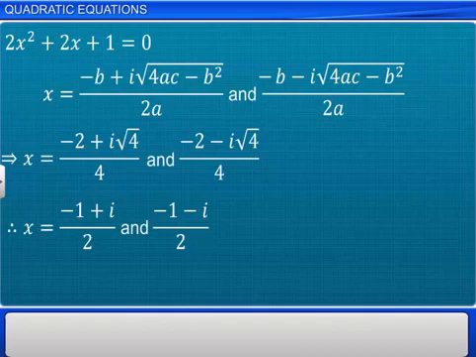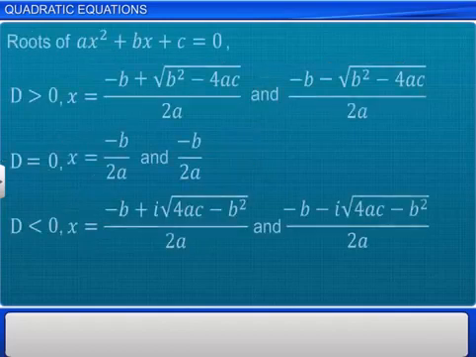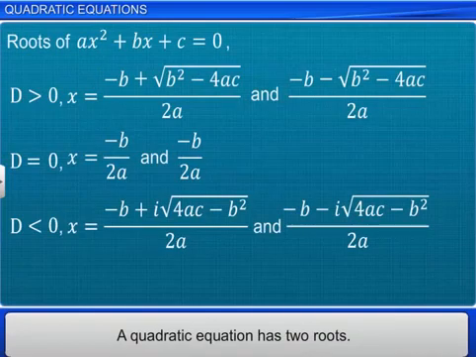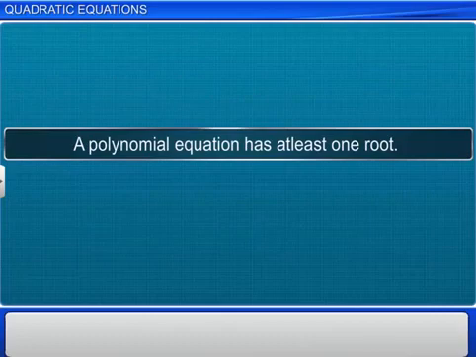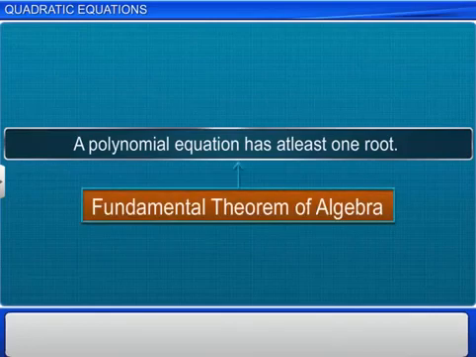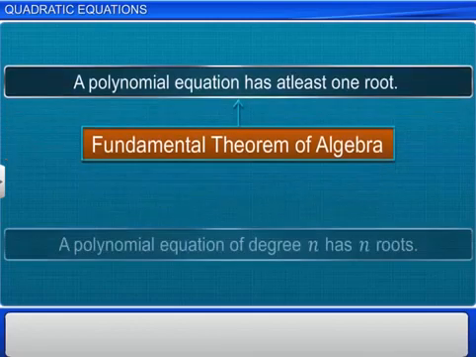In all the three cases, we observed that a quadratic equation has two roots. In general, a polynomial equation has at least one root. This is called the fundamental theorem of algebra. As a result of this theorem, a polynomial equation of degree n has n roots.